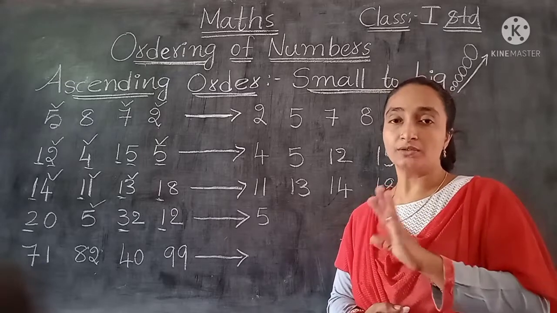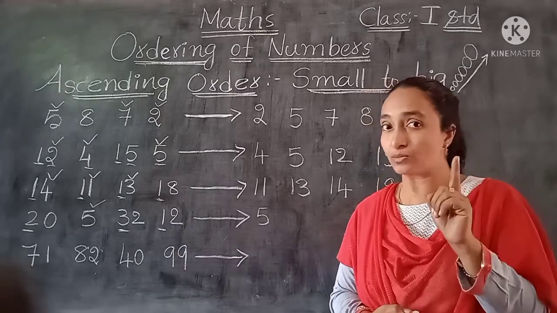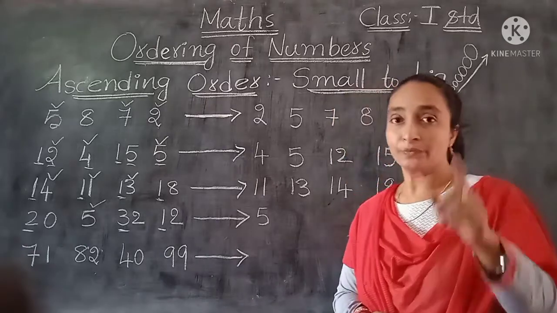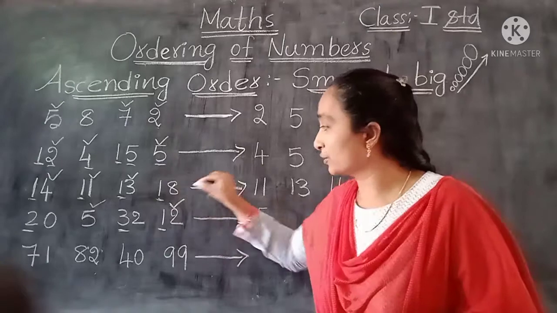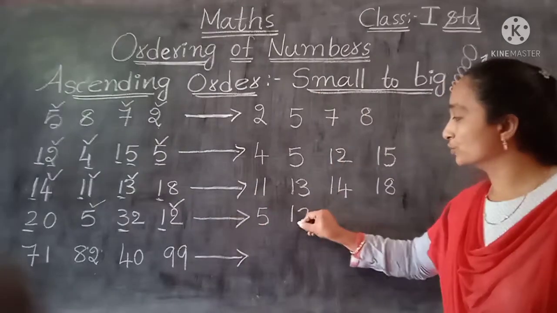Now 2, 3, 1. Which is the small number now? We have to take only the small number. So which is the small one? Yes, 1 ten is the small. So this 1 ten is the small. So this we can give the tick mark. 1 2, 12.